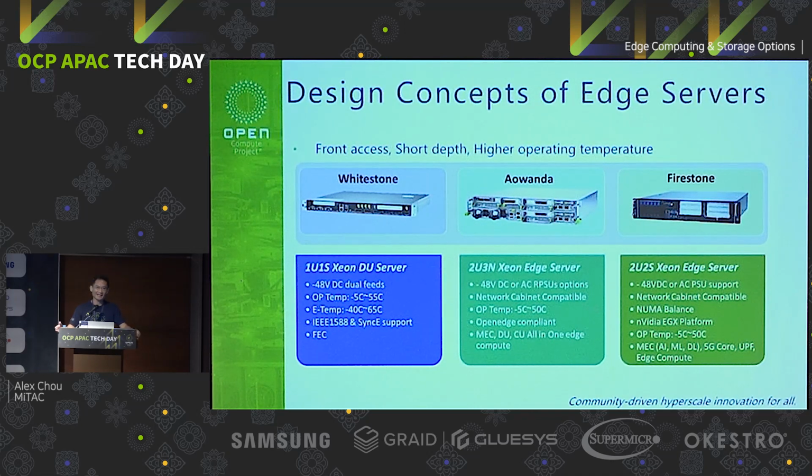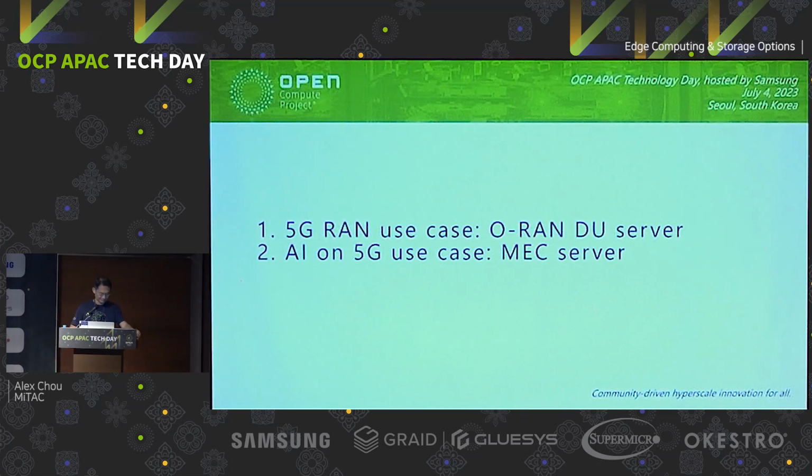The other new concept is that they can handle higher operating temperature. If we benchmark 35 degrees C at the data center, these 3 edge servers can handle up to 50, 55, or 65. So those are several new concepts while we design the edge servers. Then let's talk about 2 use cases of how to use this edge server. Firstly, we use it for 5G ORAN, and especially for DU. And the second is how we do AI with the MEC server.